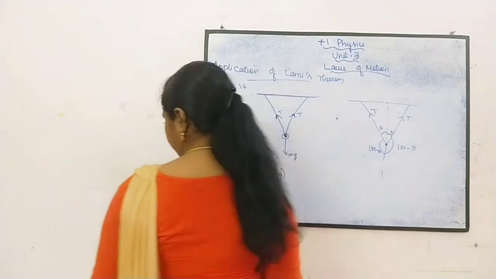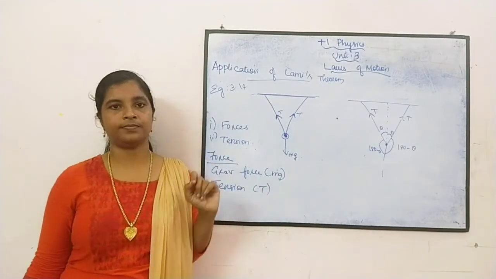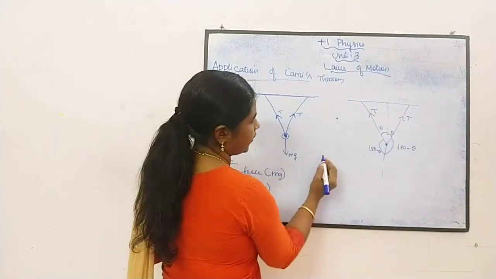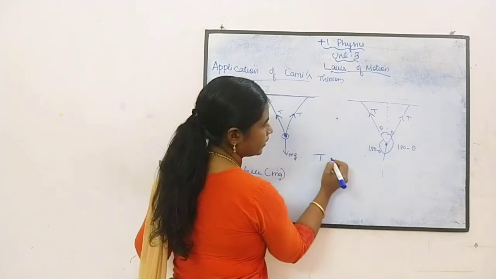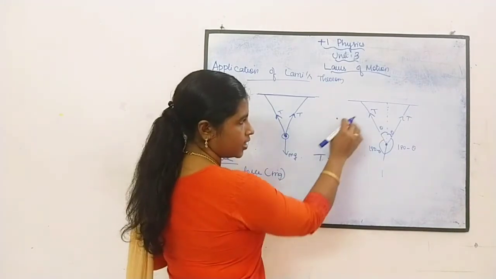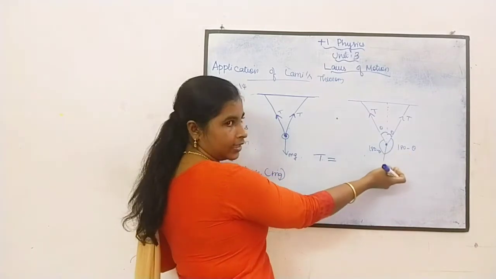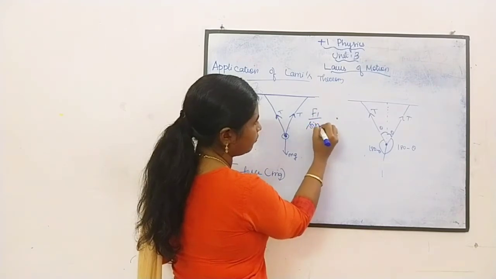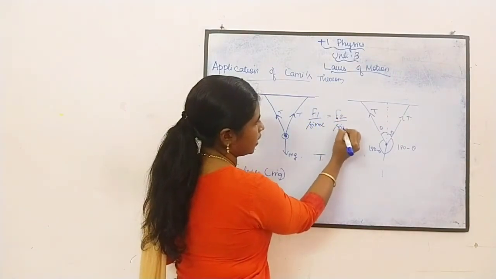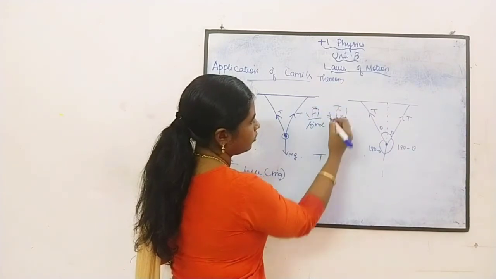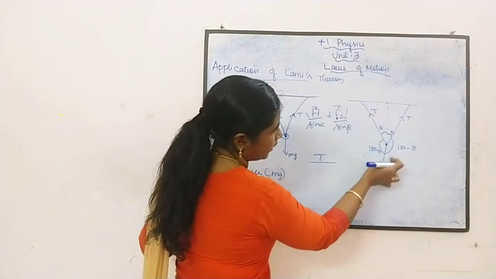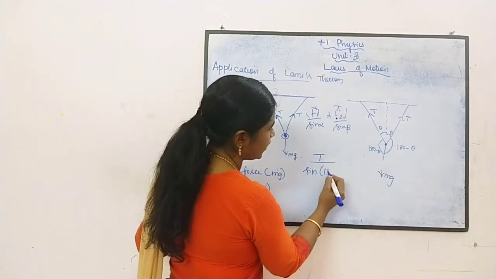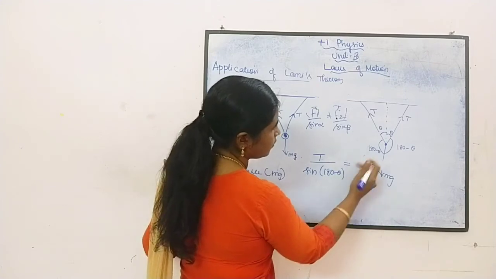Now let us find out the tension. Our aim is to find out the tension acting on the string. According to Lami's theorem, each force is proportional to the sine of the angle between the other two forces. The formula is F1 by sine alpha is equal to F2 by sine beta. Applying this, T divided by sine of the angle between the other two forces, that is sine of 180 minus theta.